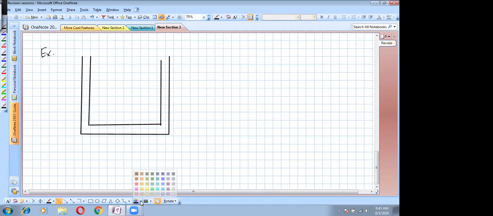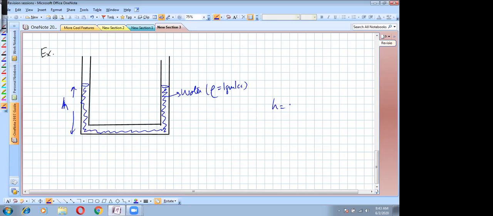Now inside this tube, initially what we've done is there is water filled. This is water which has a standard density of 1 gram per cc, and it is filled to a height of h, let us say 20 centimeters.